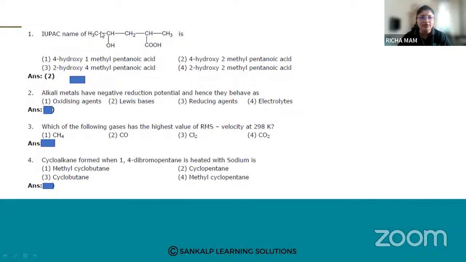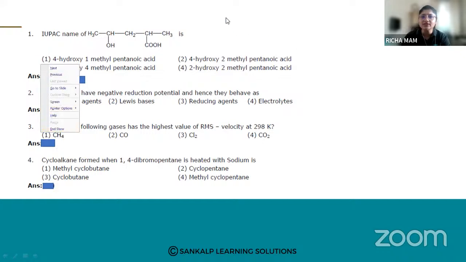A, oxidizing agent; 2, Lewis acid; 3, reducing agent; and 4, electrolyte. Alkali metals have high negative reduction potential. Okay, so everyone, Madan, Vidya, Srishti has answered it as 1. So, alkali metals.